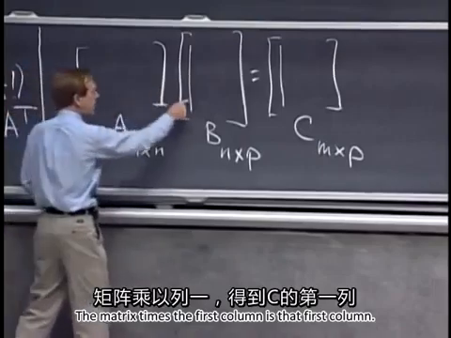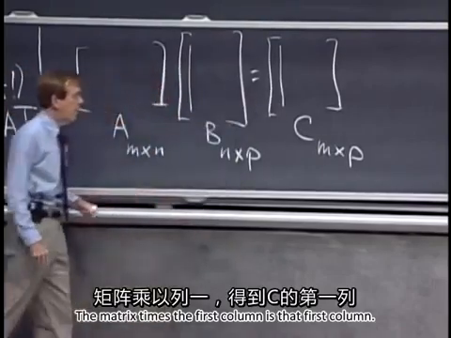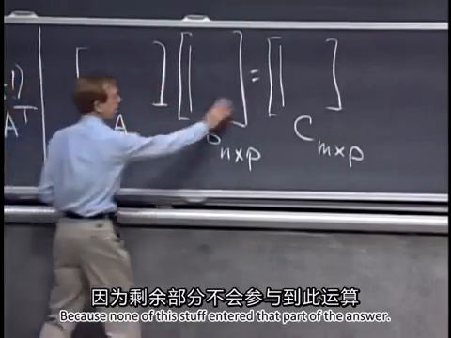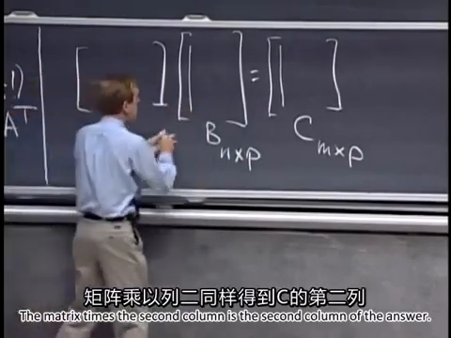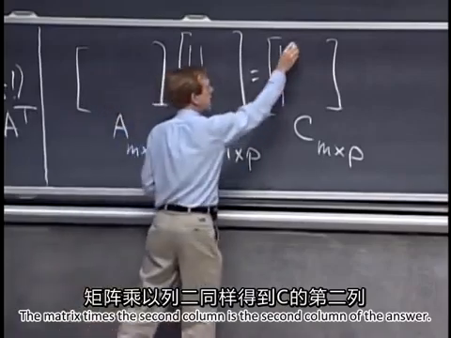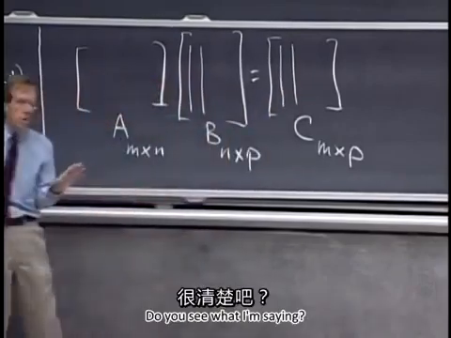The matrix times the first column is that first column, because none of this stuff entered that part of the answer. The matrix times the second column is the second column of the answer. Do you see what I'm saying?